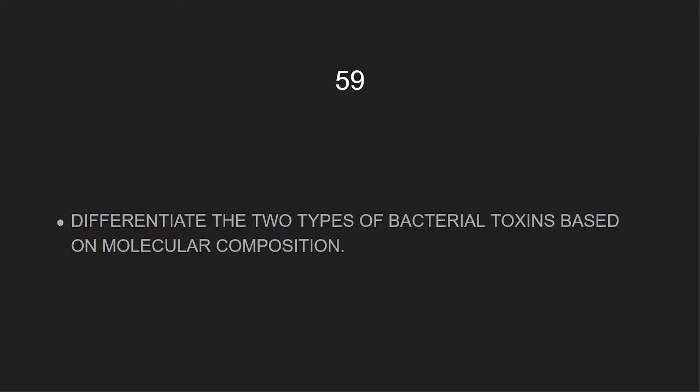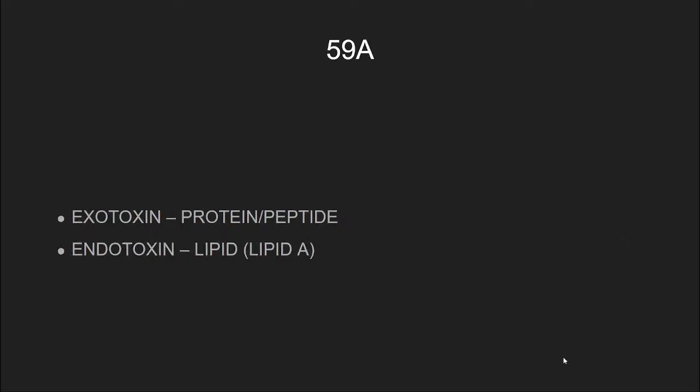Now, let's talk about the bacterial toxins based on molecular composition. When I say molecular composition, are they lipids? Are they carbohydrates? Are they proteins? Okay, so for 59A, exotoxins can be protein or peptide, while endotoxins are more likely to be lipids. Specifically lipid A. Alright?